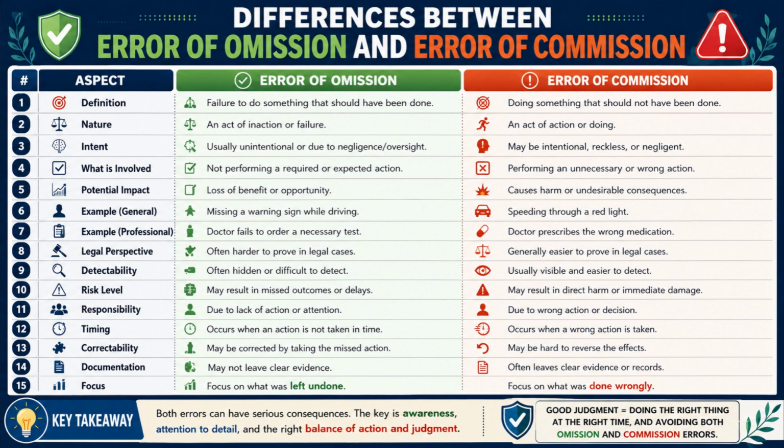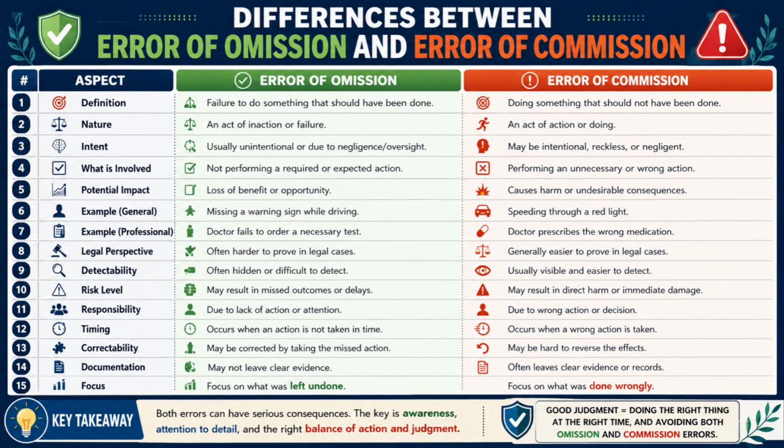Number 13. Error of omission often leaves little documentary evidence, whereas error of commission usually leaves a visible audit trail. Number 14. Error of omission focuses on what was not done, whereas error of commission focuses on what was done incorrectly. Number 15. Error of omission may lead to missed revenues, expenses, assets, or liabilities, whereas error of commission may lead to incorrect account balances and misleading financial statements.